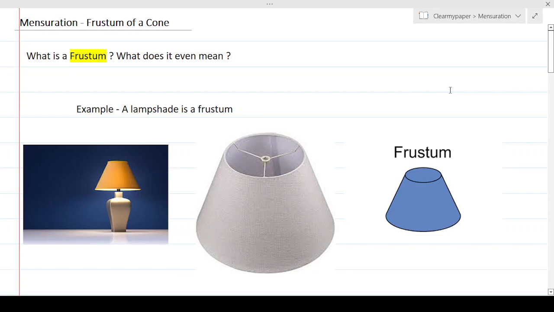Let's talk about one of the subtopics within cone called the frustum of the cone. I sometimes have a hard time pronouncing this. I say frustum, but anyway, it's frustum. Okay. First, let's understand what a frustum even means.